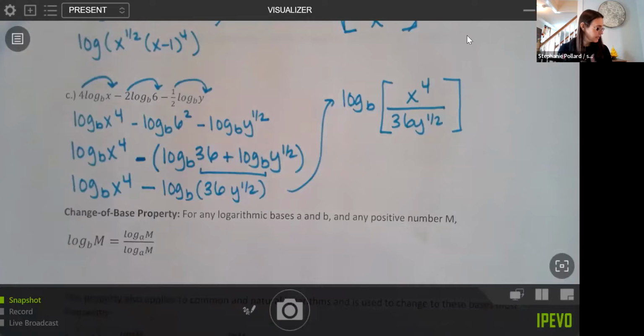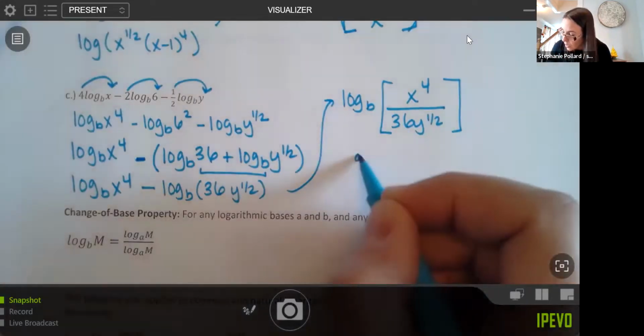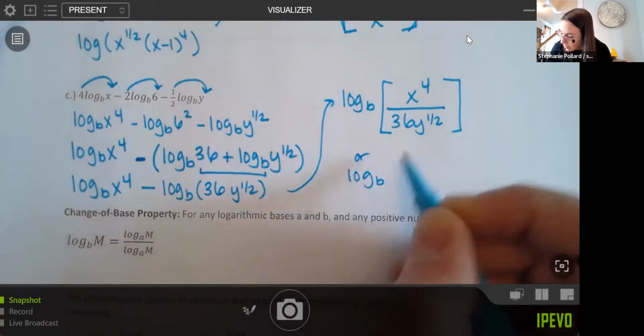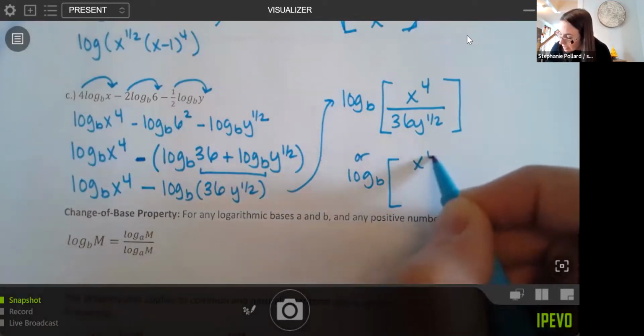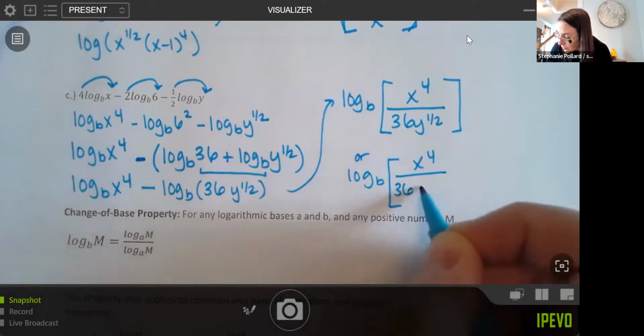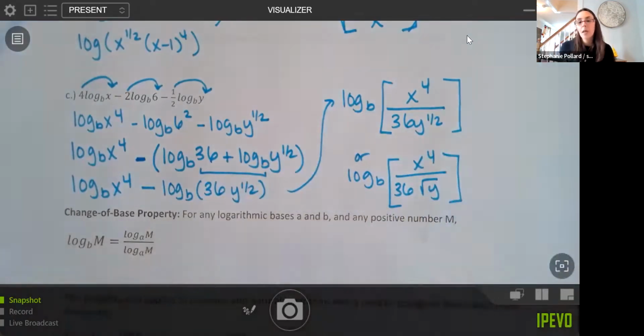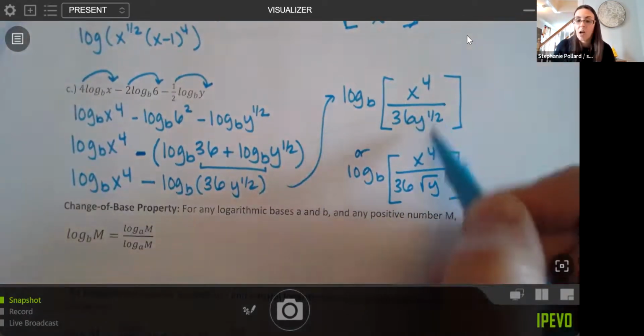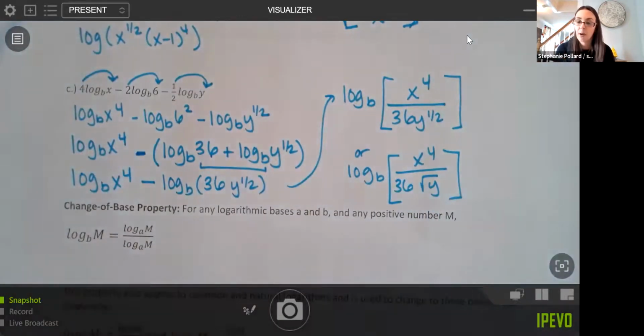So this is basically as far as I can really go. Again, the only thing that you could do different if you wanted to is you could write that y as a root instead. So this is perfectly fine. This is also fine. So you just want to read how the problem wants that final answer to be written. But fractional exponents and roots are interchangeable.